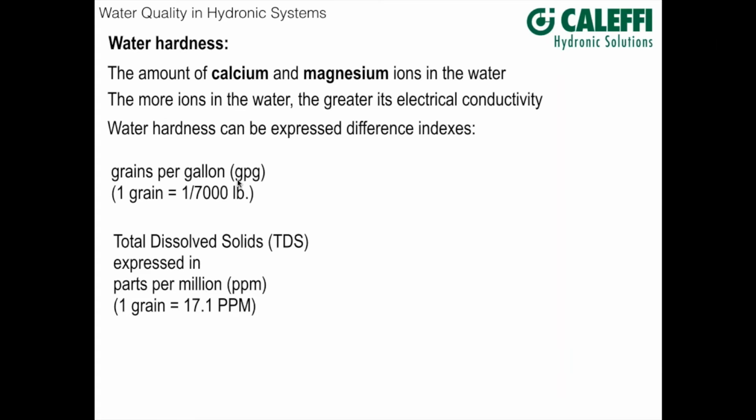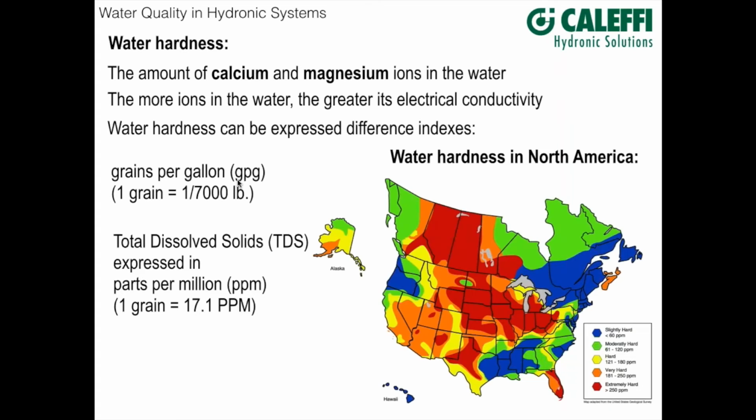Another one that we're going to work with more today is called total dissolved solids. And that's expressed in parts per million. And you can see there's a conversion factor there between grains and parts per million. There's actually several other indexes that can be used, and there are tables of conversion factors back and forth, but TDS is the one we're going to refer to most today.